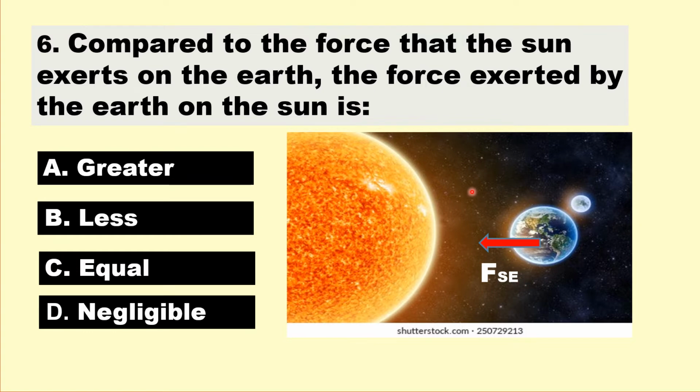Now the other force is the blue vector arrow. Notice that the tail of that vector arrow is attached to the sun, and we label it as F sub ES, meaning the force exerted by the earth on the sun. All right, force of the earth on the sun, and then here we have force of the sun on the earth. All right, so what kind of forces are we talking about here in question number 6?